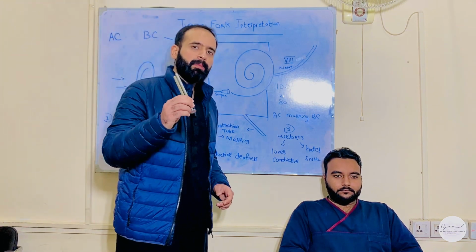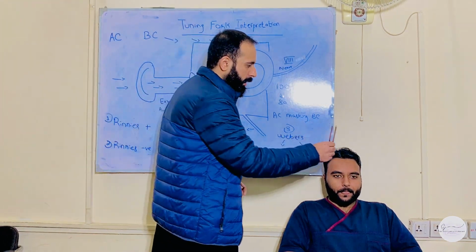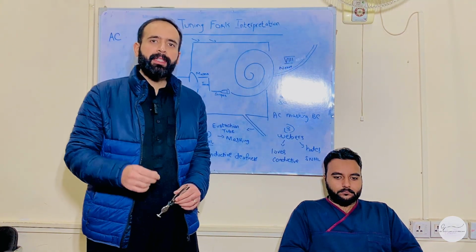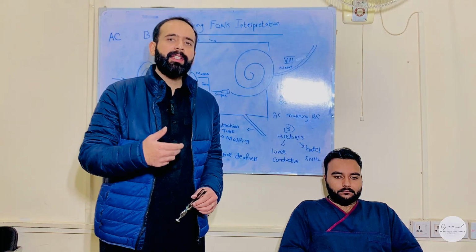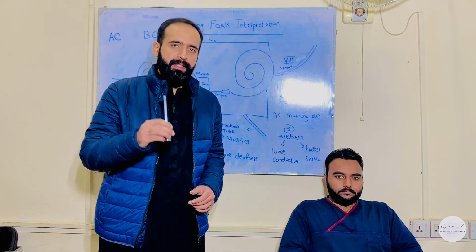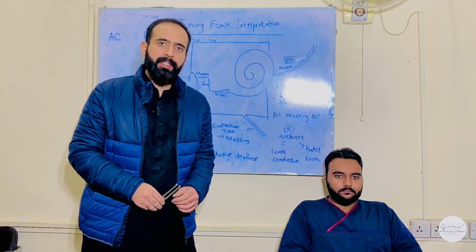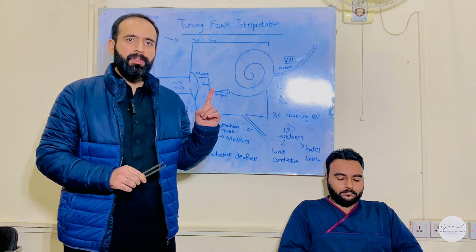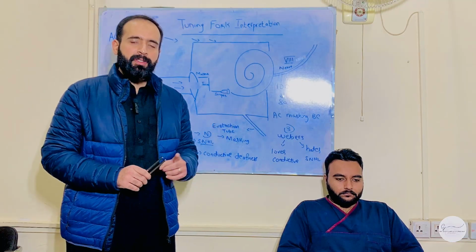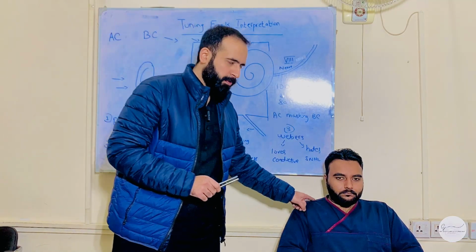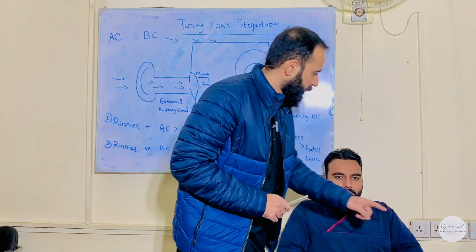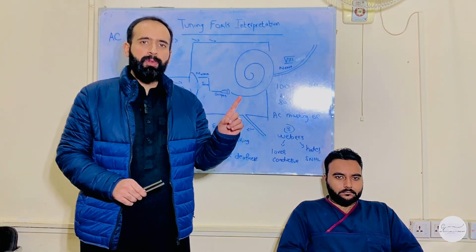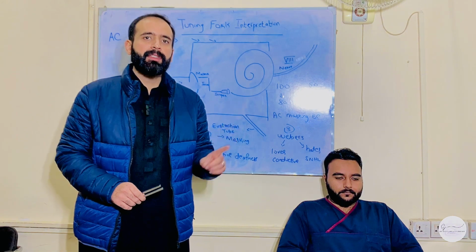Now I proceed on with the Weber's. I do the Weber's, I place it here, and patient says that the Weber is centralized, or that he can hear it in both ears. When this happens, it means that the hearing in both ears is either normal or the patient is having equal sensorineural hearing loss in both ears. So this is scenario number 1. Rinne is positive, and Weber central, which means either normal hearing or equal sensorineural hearing loss in both ears.